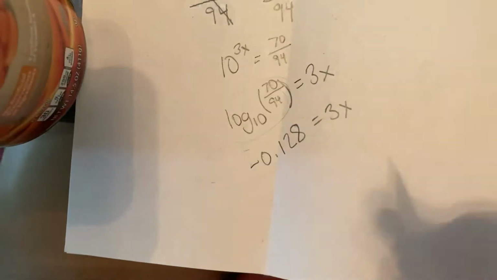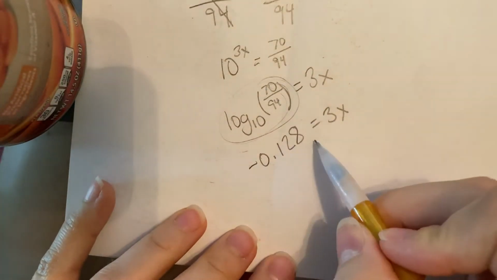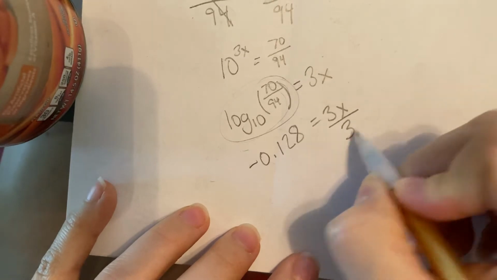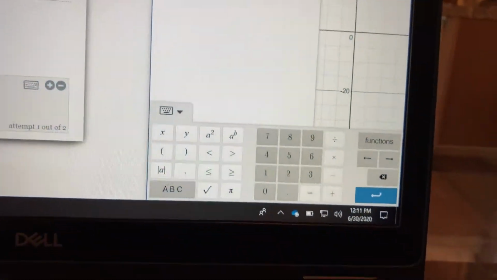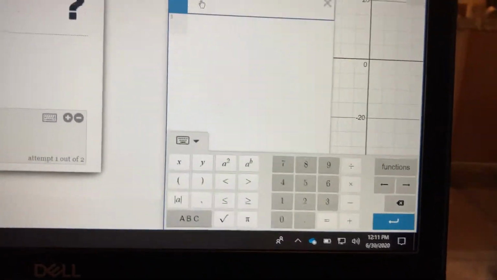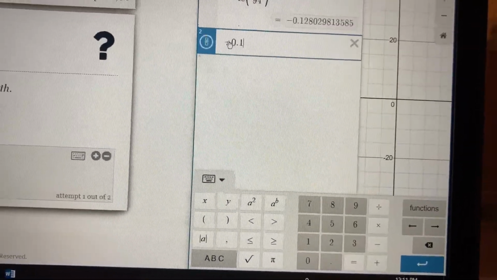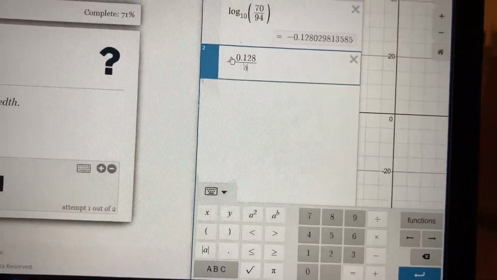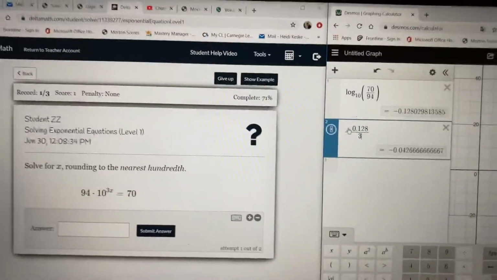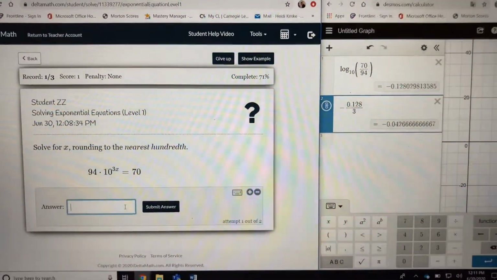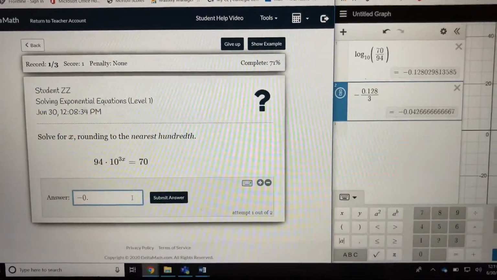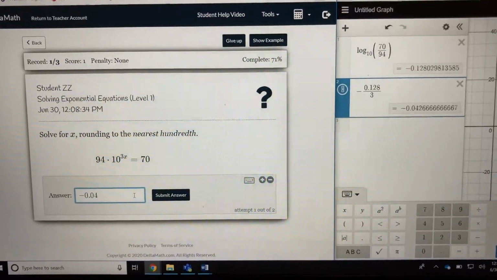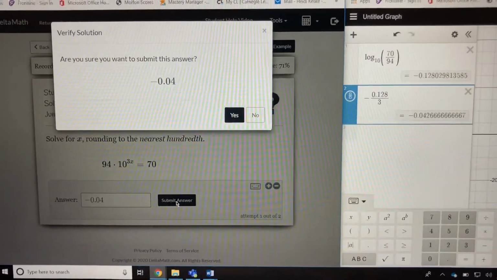So I type that in there. And here on my paper, I've just taken all of this and simplified it to this. Now your last step is to divide by 3 so that you can solve for x. So we're going to go back here. I'm going to go just in my next one, negative 0.128 divide by 3. And it wants you to go to the hundredths. That means 2 numbers after the decimal place, negative 0.04. And we can submit.